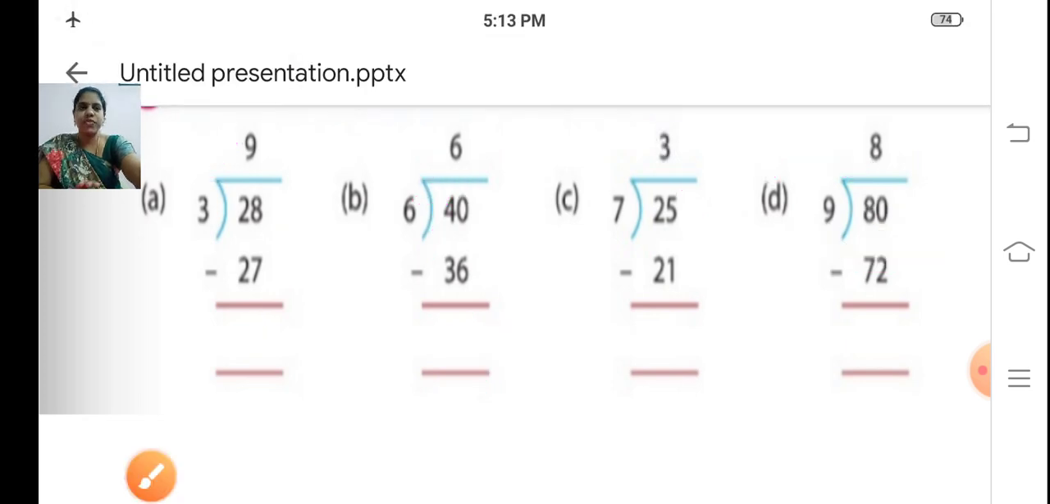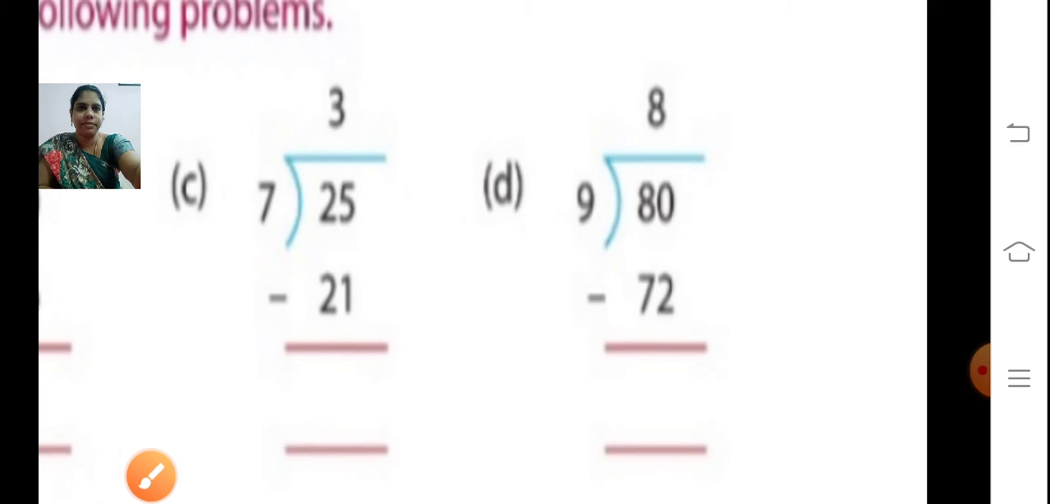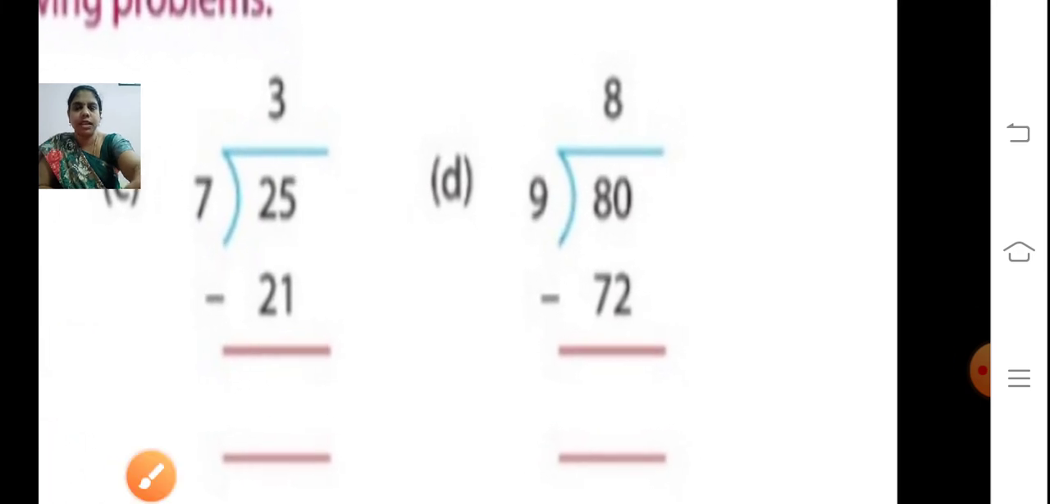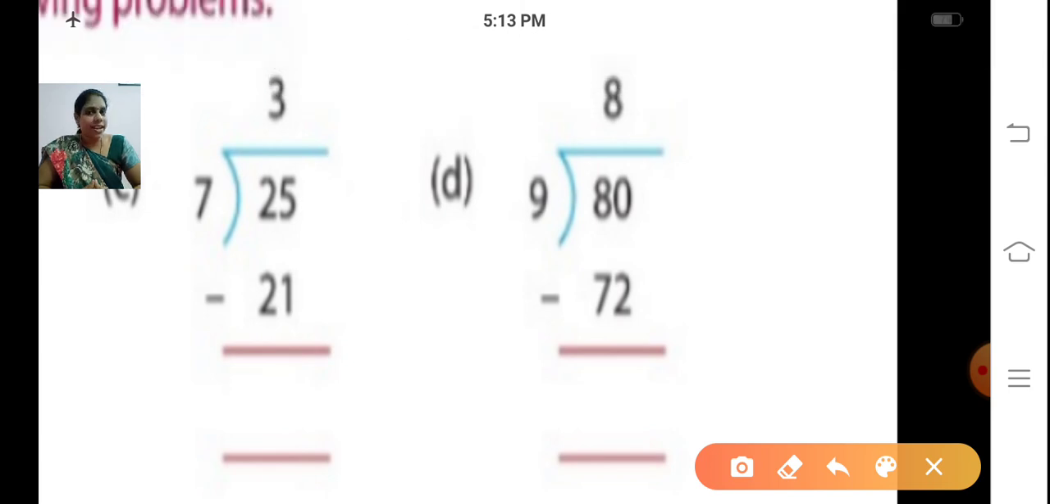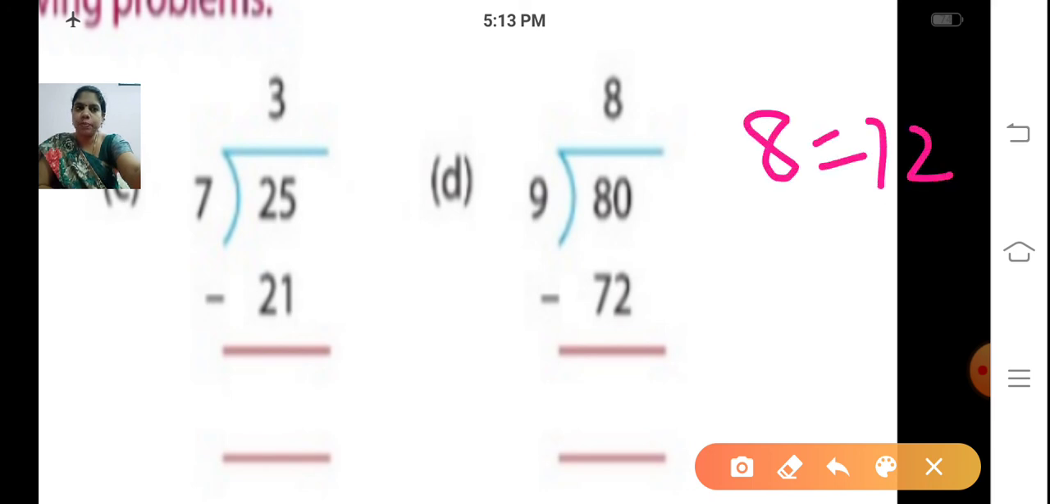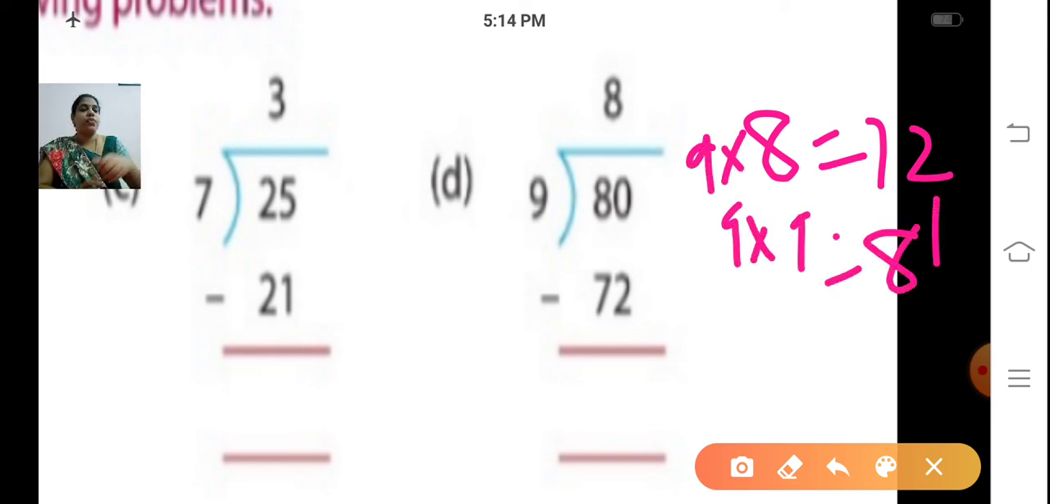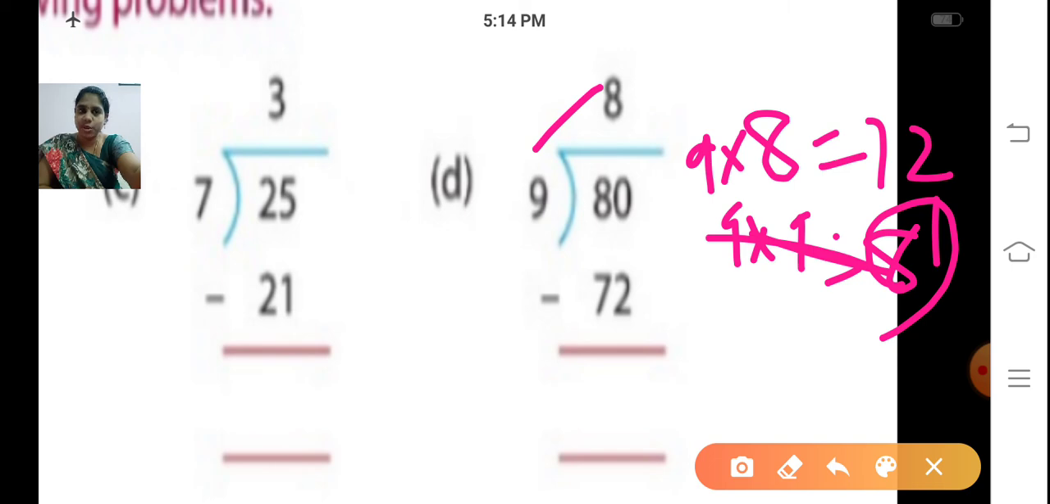C sum, you do as homework. We'll do the D sum. Now 80 divided by 9. We are going to write only the remainder. In the 9 table, 9 8s are 72. 9 9s are 81, so we cannot take 81. So 9 8s are 72. Write 72 below the dividend.